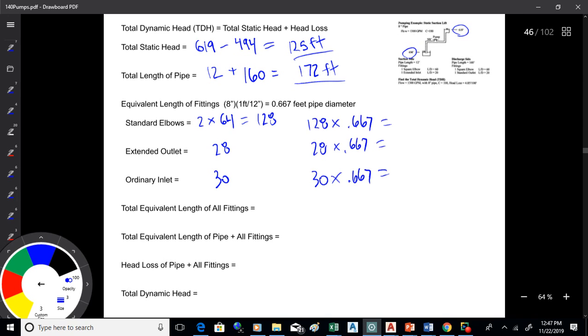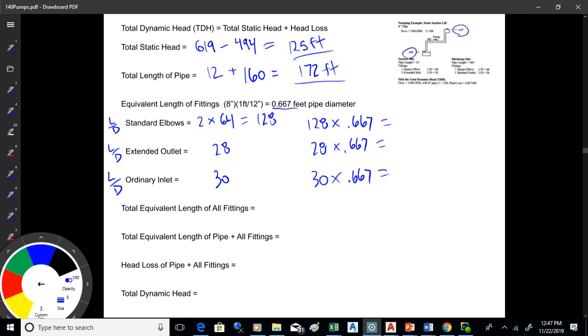Okay, y'all getting okay? 2 times 64 because you got 2 elbows, 28 for the outlet and 30 for the inlet. Okay, now that's L over D is what those are. Now we want to find L equivalent, and the way we do it is we take L over D times D, the diameter. Now what D is 8-inch pipe, but we want to get that into feet. So we take 8 over 12, and we get 0.667 feet.